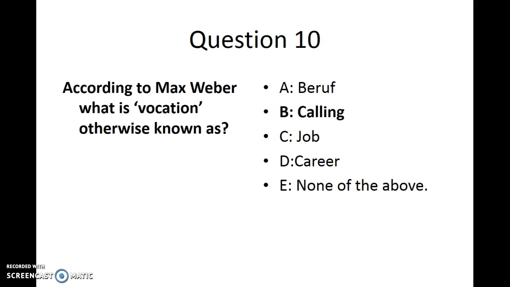Question 10, B, calling, although A would have been correct also, that's what Weber called it, but really I'm looking for B, calling. It wouldn't be fair to ask you A because we didn't cover it too much in lectures. Answer is B, calling.